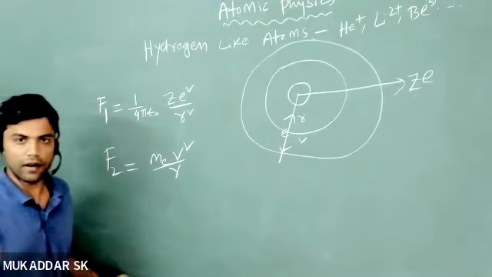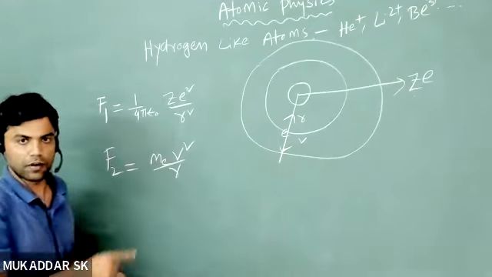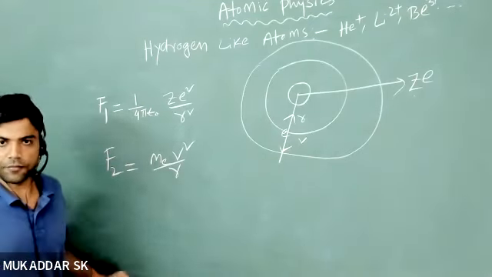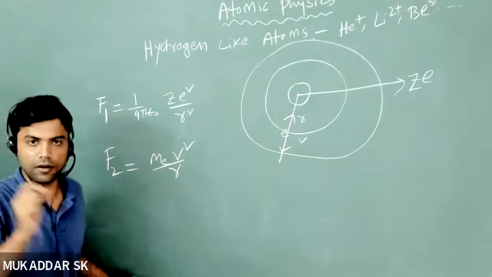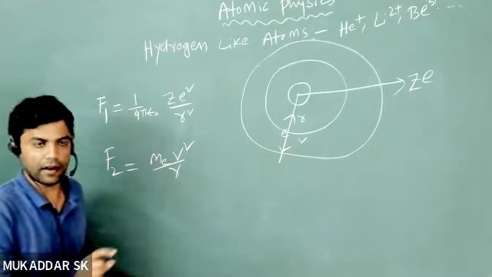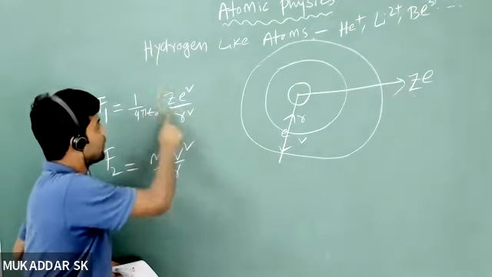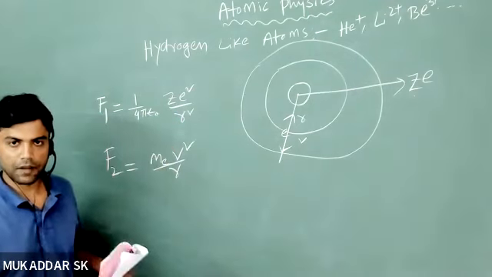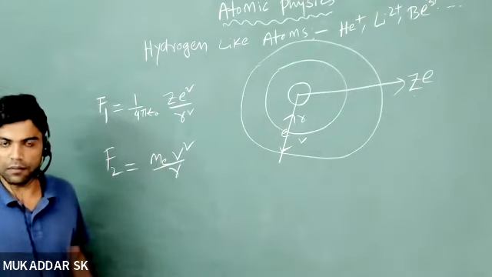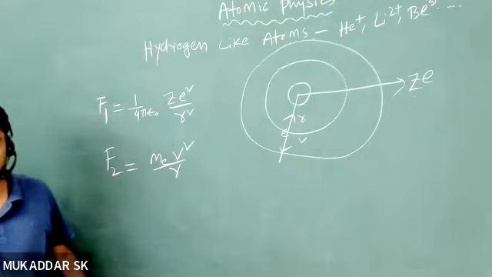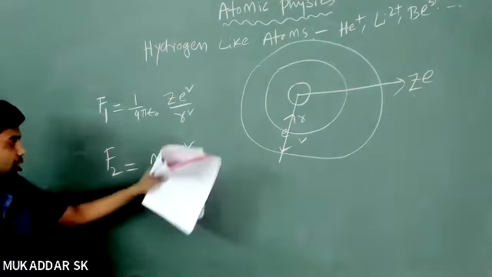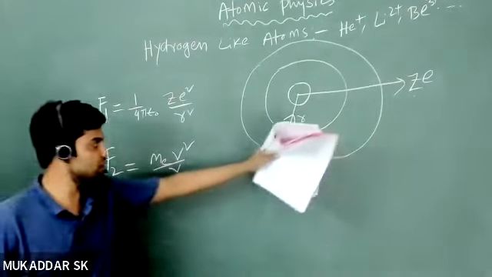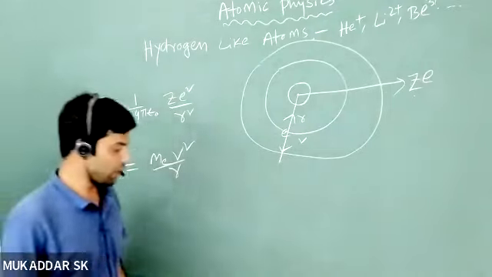Yesterday we saw the same thing for the hydrogen atom. Now we'll derive the expressions for radius, speed, and energy for the hydrogen-like atom. Now we will see that Z will come into the picture. Z is the atomic number of the atom. For helium Z is 2, lithium Z is 3, beryllium Z is 4. Now if we equate these two forces, they should be equal because this orbit is stable.